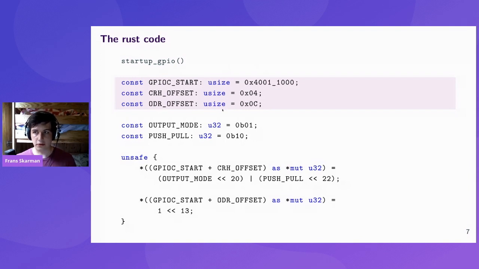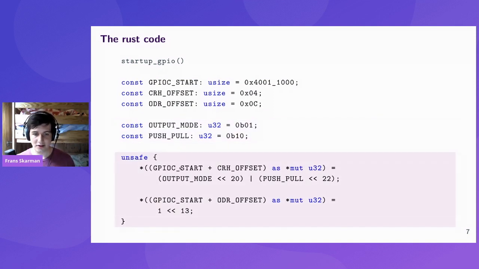So these will get added to the start value. The patterns we want to write to specific places are 0-1 for the output mode and 1-0 for the push-pull mode. And then we can actually do this writing. So we compute the address using normal arithmetic, and then we dereference that as a pointer, as a U32 pointer, because it's a 32-bit processor. And then we compute the value we want to write. So we wanted to write 0-1 to bits 20 and 21, so we have to shift that 20 bits to the left, sorry.